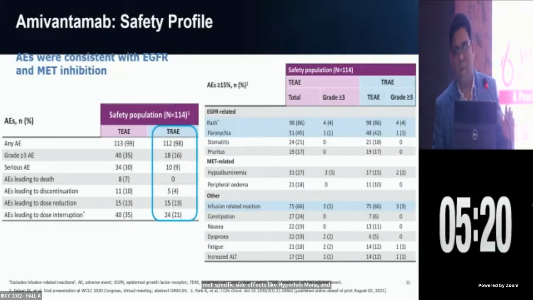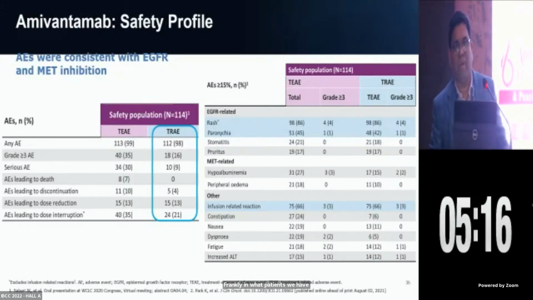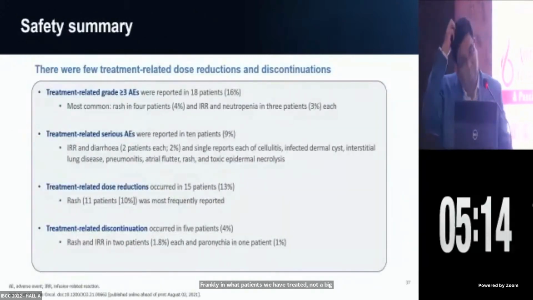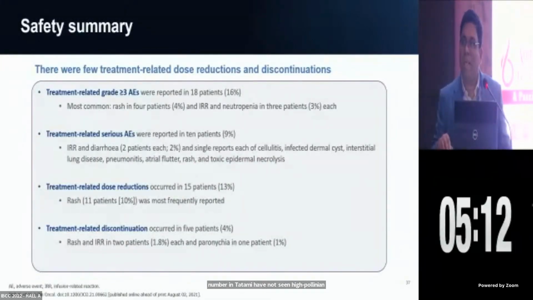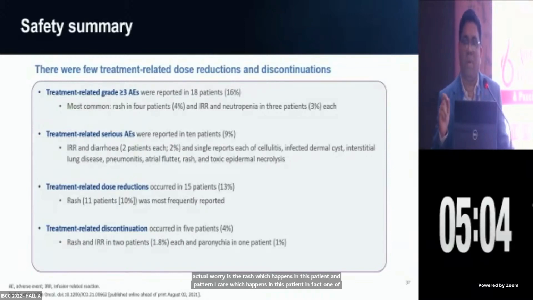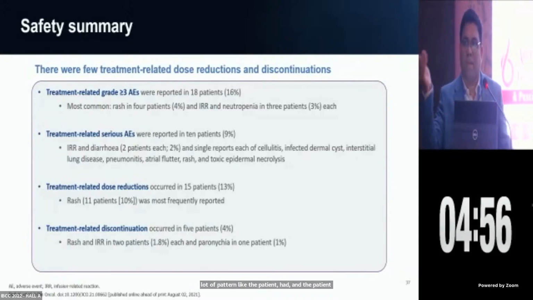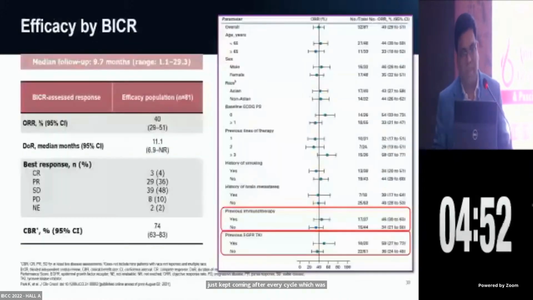Frankly, in the patients we have treated, not a big number at Tata, we have not seen hypoalbuminemia and peripheral edema coming up in these patients. So the actual worry is the rash and the paronychia which happen in these patients. In fact, one of the patients at TMH we had to stop because of a lot of paronychia the patient had, and the patient did not want to continue therapy further because it just kept coming after every cycle which was given.